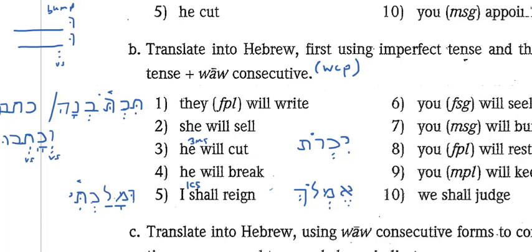And then I could use the WCP form, which is to basically use the perfect 3ms and put a vav in front of it. What's that? This one's easy. Karat is he cut, with a vav. He will cut. Now, is that the way I want to point that vav? Yes. There's no vocal shva under the kaf to make me have a problem, right? And the kaf is not a bump letter. So I get the normal vav. Can I leave the dagesh lene in that kaf, though? It's a begadkefat letter, but a vocal shva comes before it. It's going to blow out that dagesh lene, isn't it? Yep, so it'll be v'chorat. V'chorat. He will cut.